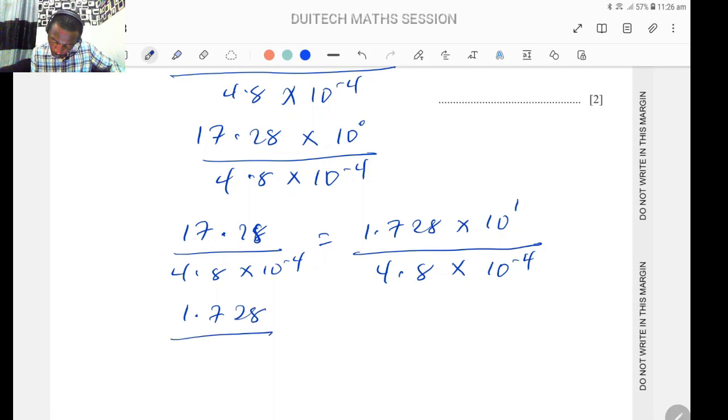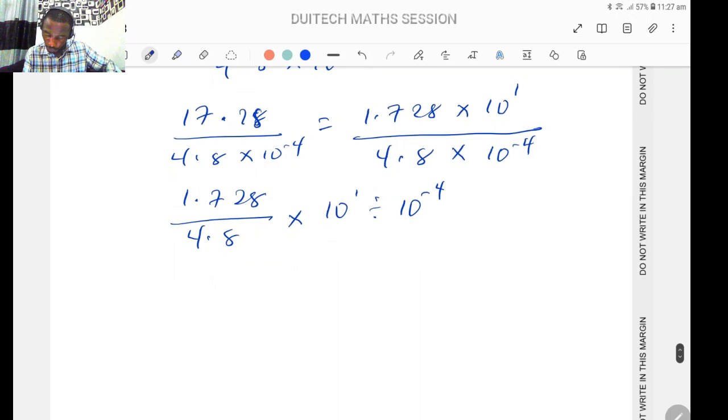So we have 1.728 all over 4.8 times 10 to the power 1, divided by 10 to the power of minus 4. At this point, because this is division, I just separate them. I break this one apart, then this division sign is placed like this. So now we can divide.